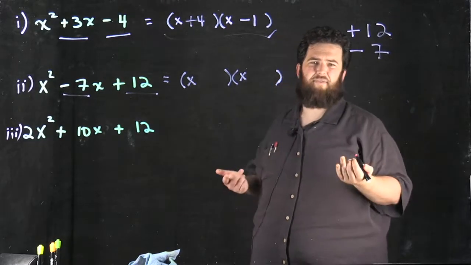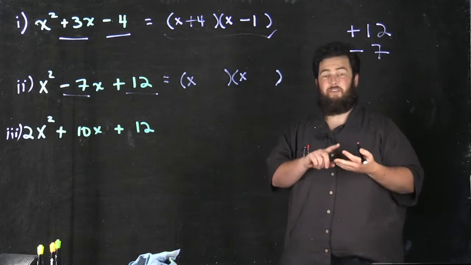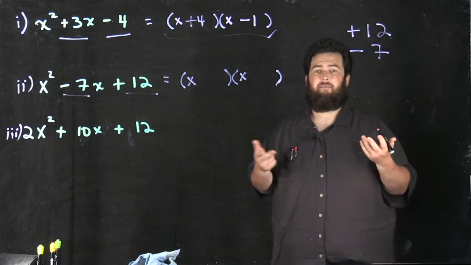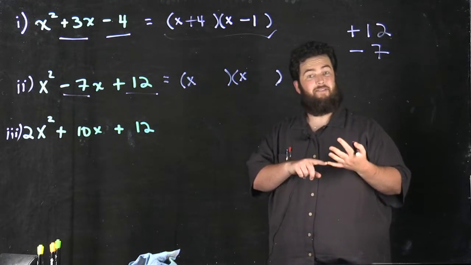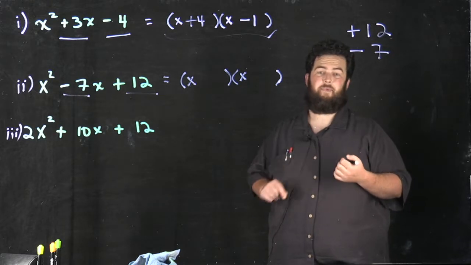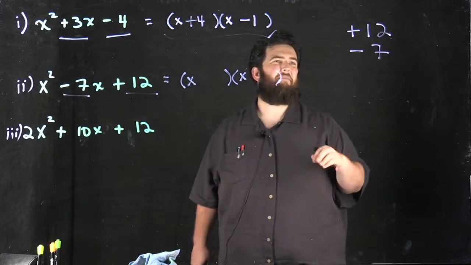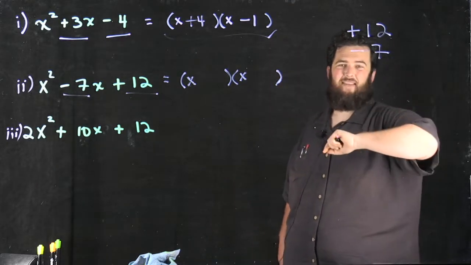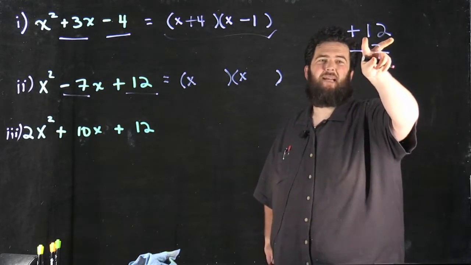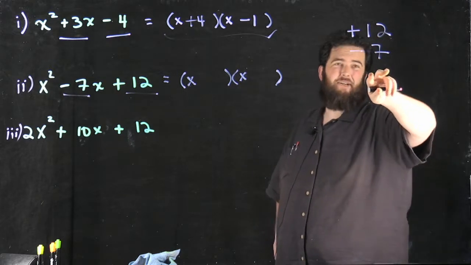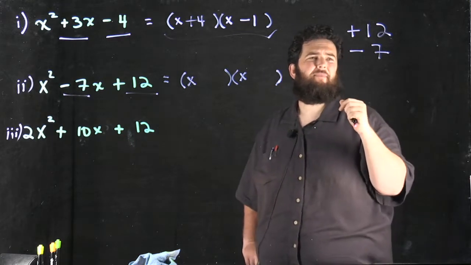Well, let's think about the factors of 12, right? We have 1 times 12, 2 times 6, 3 times 4. Well, that's it. So we have 1, 2, 3, 4, 6, and 12. Which of those numbers that multiply to 12 add to -7? Since this is positive and this is negative, I can almost bet that the factors of 12 are going to be two negative numbers, right? So let's see.